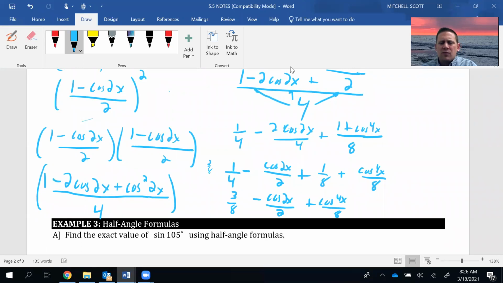If we had to get them all over one fraction, we could get an LCD here. But then again, I wouldn't have simplified that. So because the directions are what they are, I am done. And notice I don't have any higher powers. Everything is to the power of 1. Yes, we have multiple angles, but that is okay. We're allowed to have multiple angles.